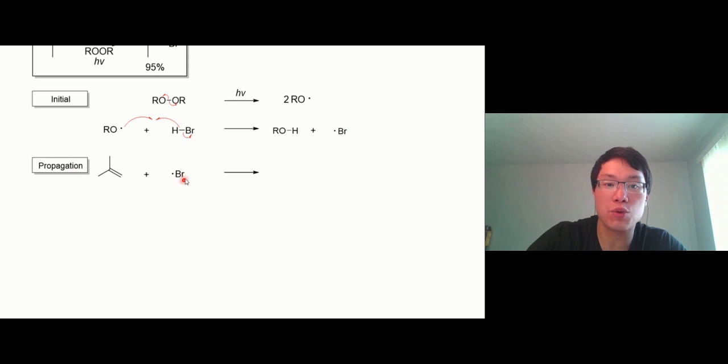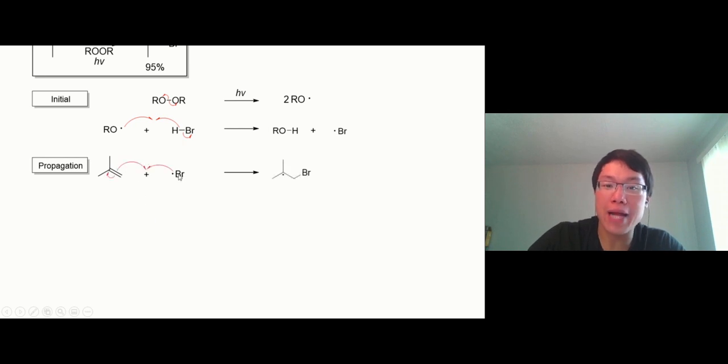And this bromine radical goes to propagation. So again, propagation: a radical attacks a non-radical. Bromine has two options: either attack the less substituted carbon or the more substituted carbon. Which one will produce the more stable radical? I'm going to ask you one more time. Bromine radical has two options: attack the less substituted carbon or the more substituted carbon. Which one's better? Well, let's take a look.